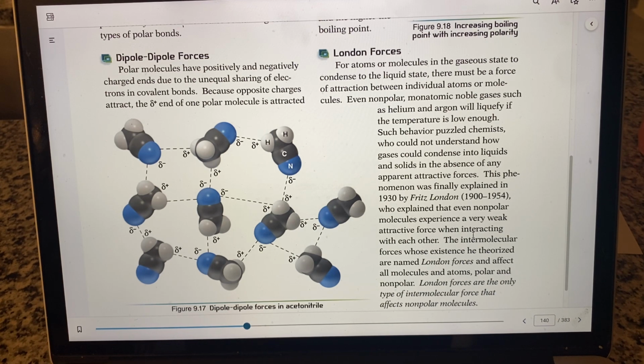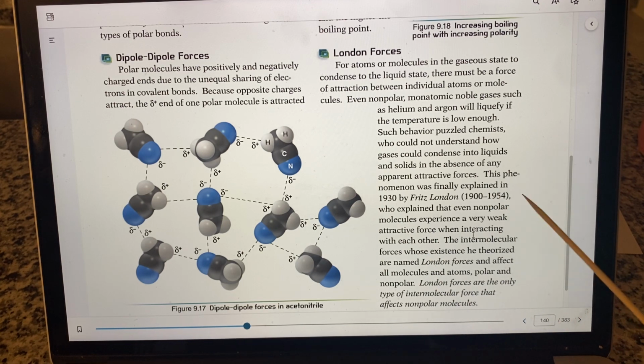He determined that regular molecules still had a charge, and that charge is very weak because the electron cloud would move around in the midst of atoms. And the larger the atom or molecule, the larger the London force would be. So even nonpolar molecules experience very weak attraction, and London forces affect all atoms and molecules.